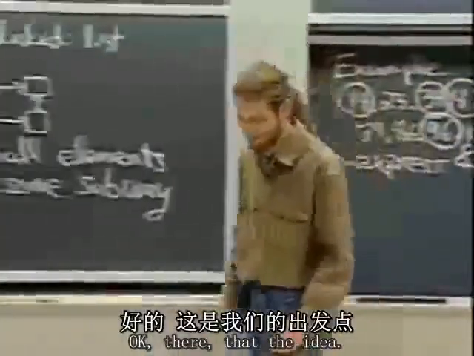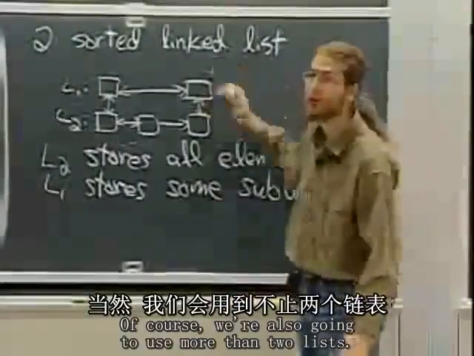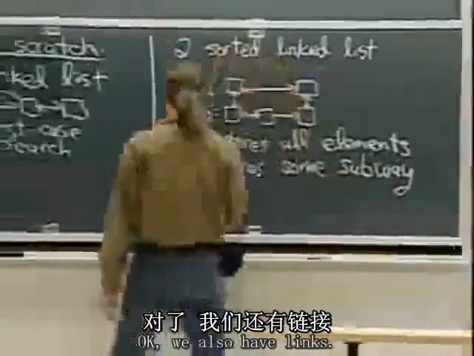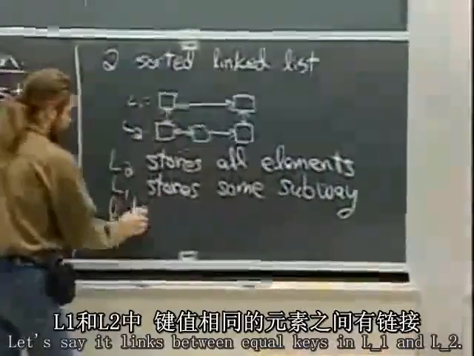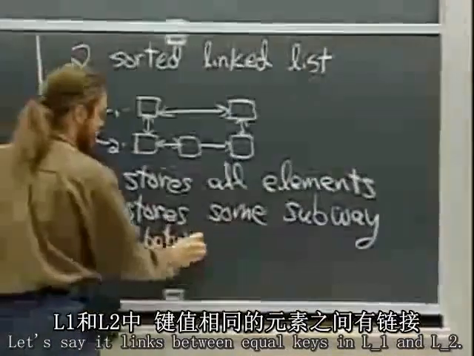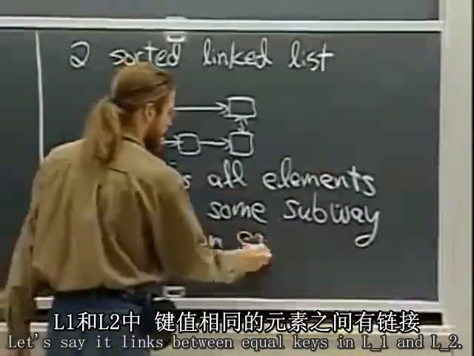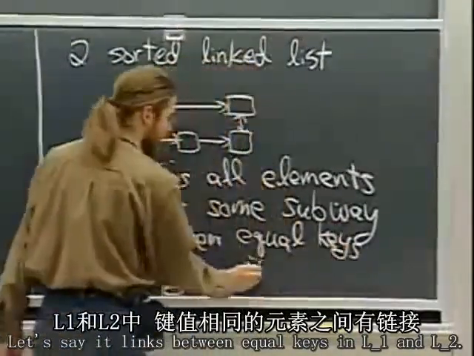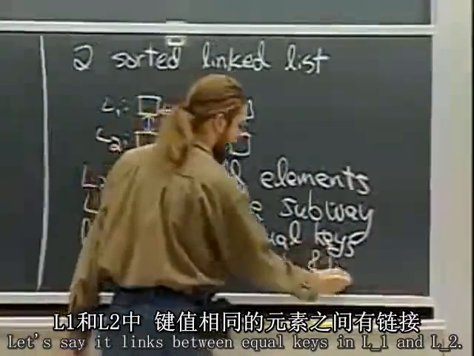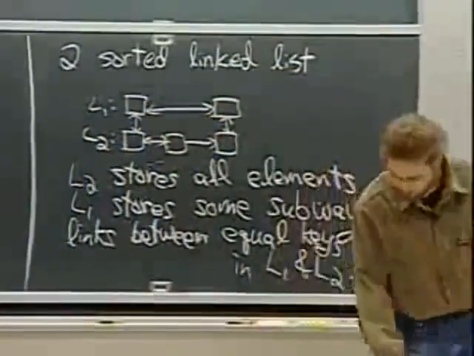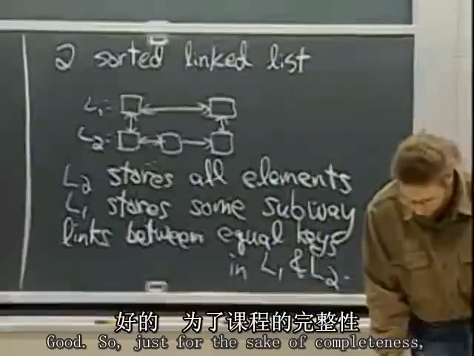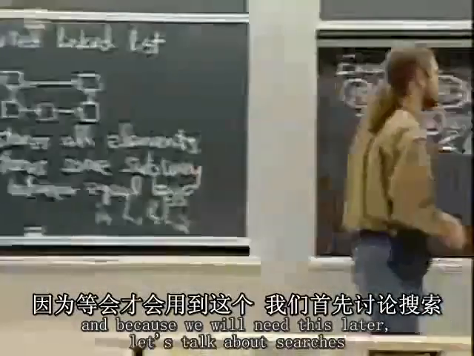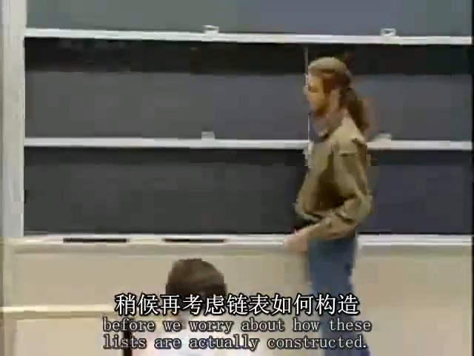Okay, there. That's the idea. Of course, we're also going to use more than two lists, but okay. We also have links, let's say links between equal keys in L1 and L2. Good. So just for the sake of completeness, and because we'll need this later, let's talk about searches before we worry about how these lists are actually constructed.